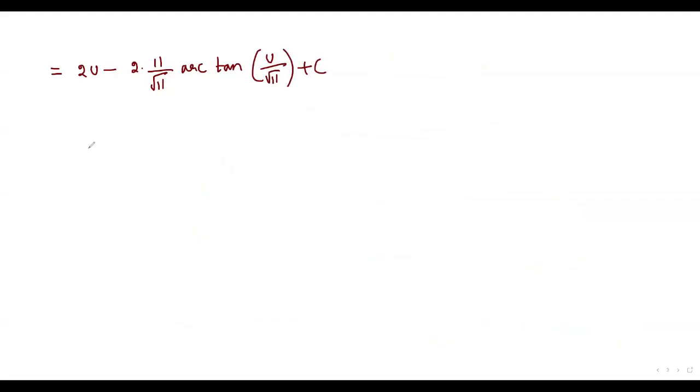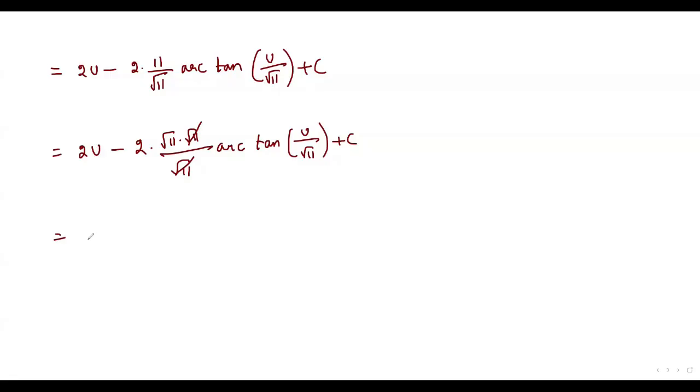Okay, now we can write 2u as it is, 2 times u. Now we can rationalize the denominator. For that, we have to write this 11 as the square root of 11 times the square root of 11, because the square root of 11 times the square root of 11 is equal to 11, divided by the square root of 11, times arctangent of u over the square root of 11, plus c. So here we can cancel the square root of 11 with the square root of 11. Then we get 2 times u.